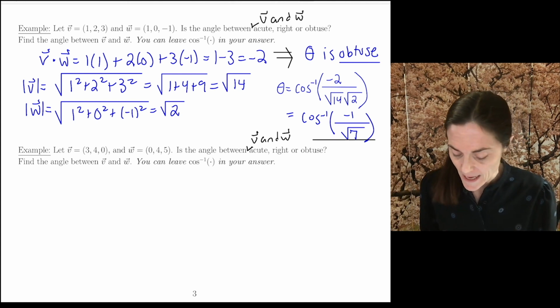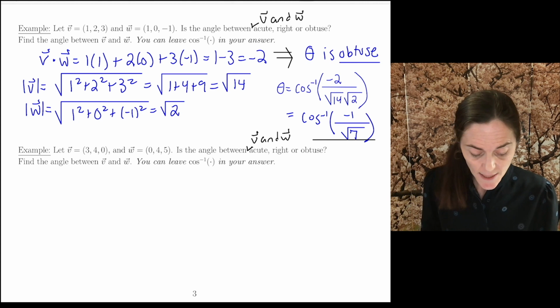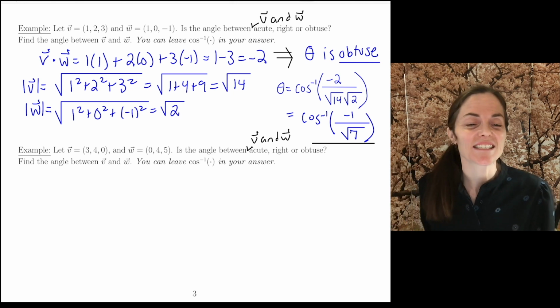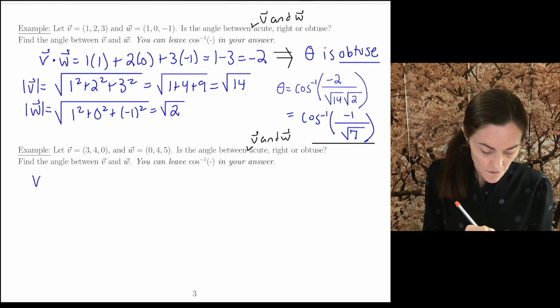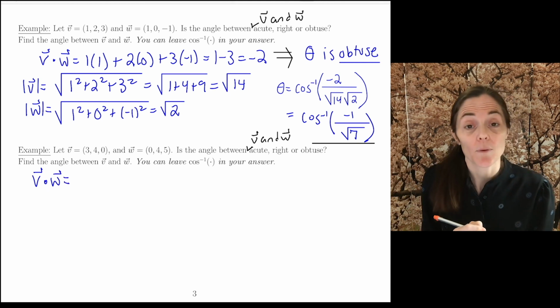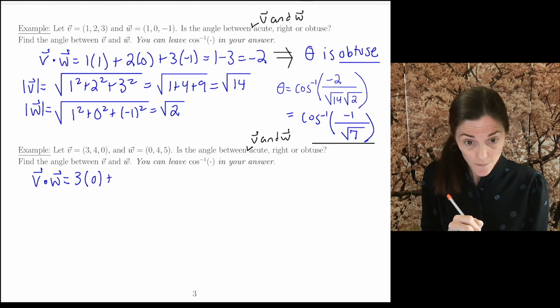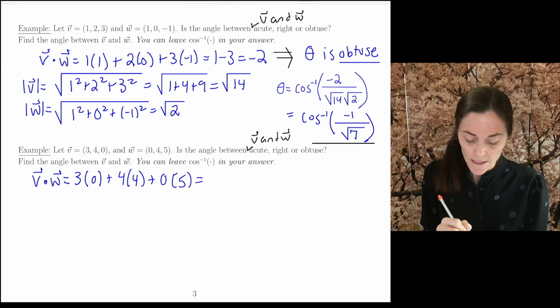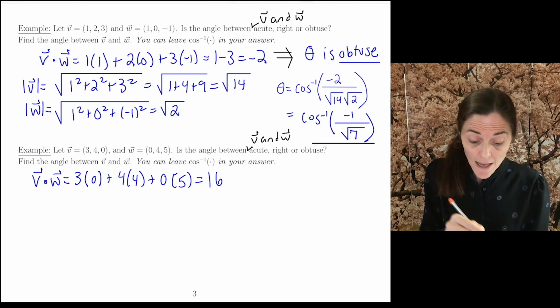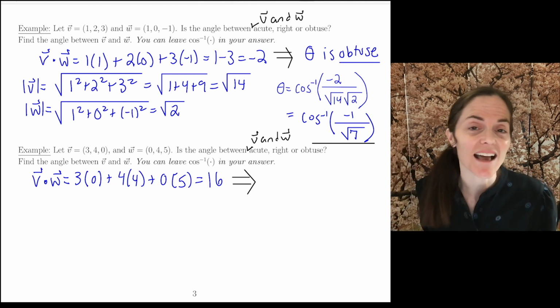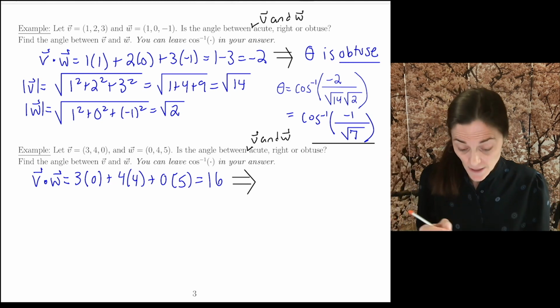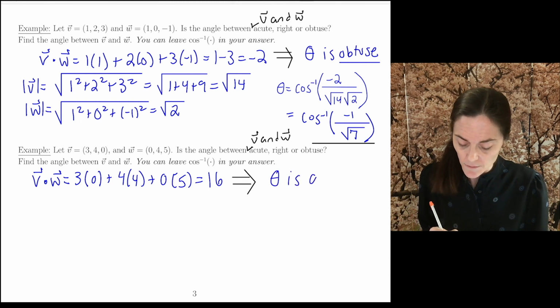Now let's move on. We have another pair of vectors and we have the exact same question. We want to determine if the angle between them is acute, right, or obtuse, and find the angle. So first thing we do, just like in the last example, we compute a dot product. This gives us 3 times 0 plus 4 times 4 plus 0 times 5. In this case, we get 16. This is positive. And so, because the dot product is positive, the cosine of the angle between them is positive, and this tells us theta is acute.